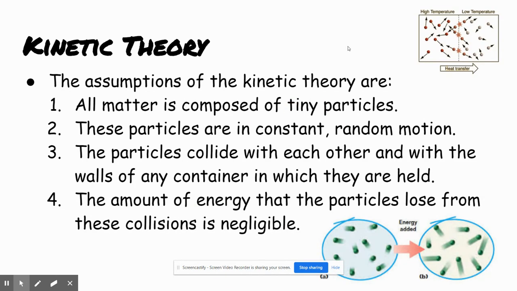There are four major assumptions in kinetic theory. Number one, all matter is composed of tiny particles. Number two, these particles are in constant random motion. Number three, the particles collide with each other and with the walls of any container in which they are held. And number four, the amount of energy that the particles lose from these collisions is negligible, or almost zero.